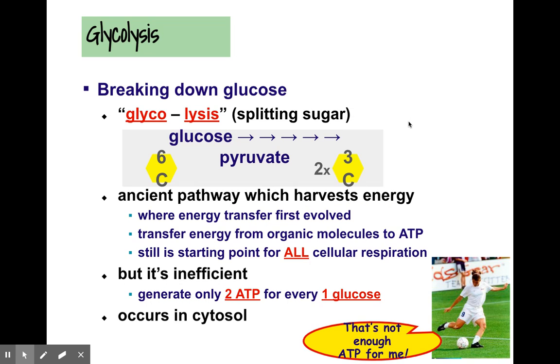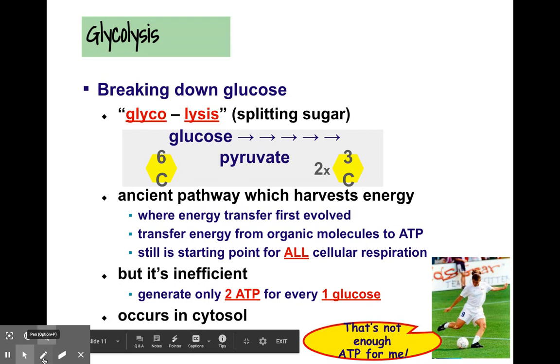All right, let's look at glycolysis first. If I just look at the term glycolysis, glycolysis means breaking down glucose. Glyco means sugar and lysis means to split. So this term glycolysis literally means splitting of sugar. During glycolysis, sugar is split into 2 molecules called pyruvate. Pyruvate, you have to know that.